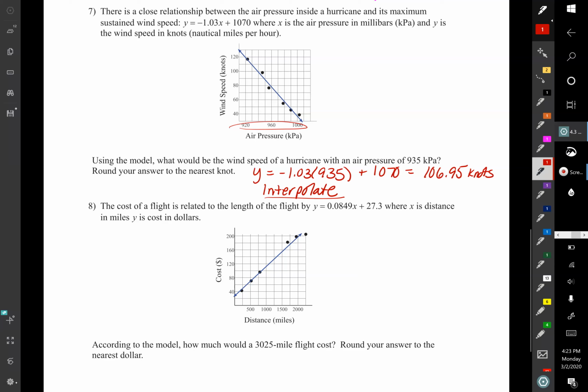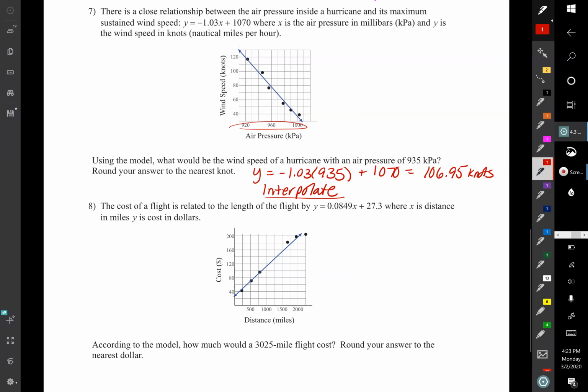Number 8: the cost of a flight is related to the length of the flight by y equals 0.0849x plus 27.3, where x is distance in miles and y is cost in dollars. So here's our graph with distance along the horizontal axis. According to the model, how much would a 3,025-mile flight cost? Round your answer to the nearest dollar.